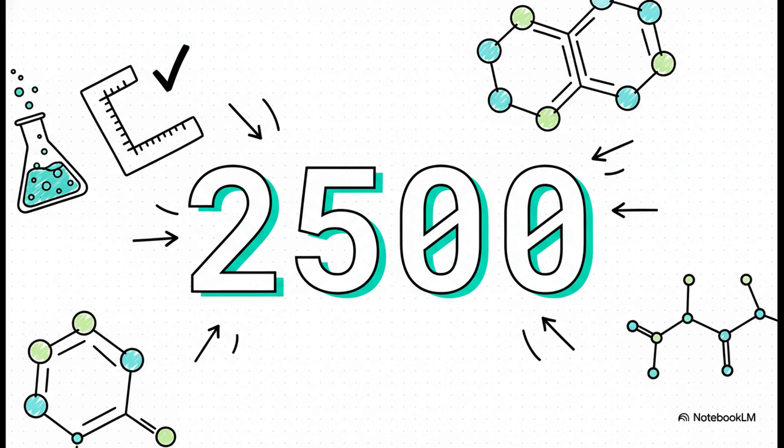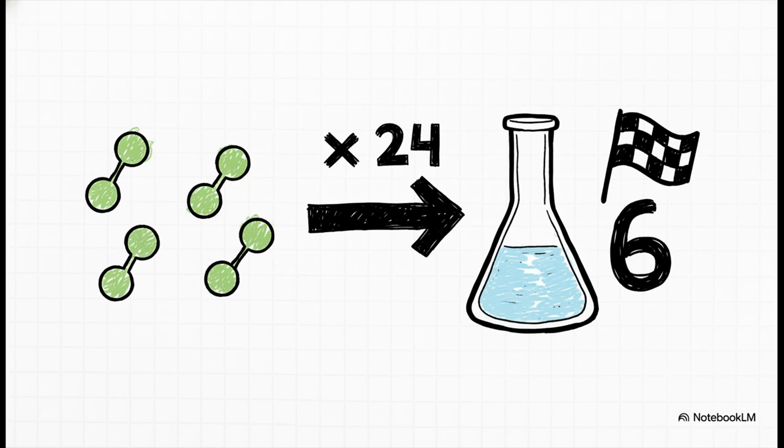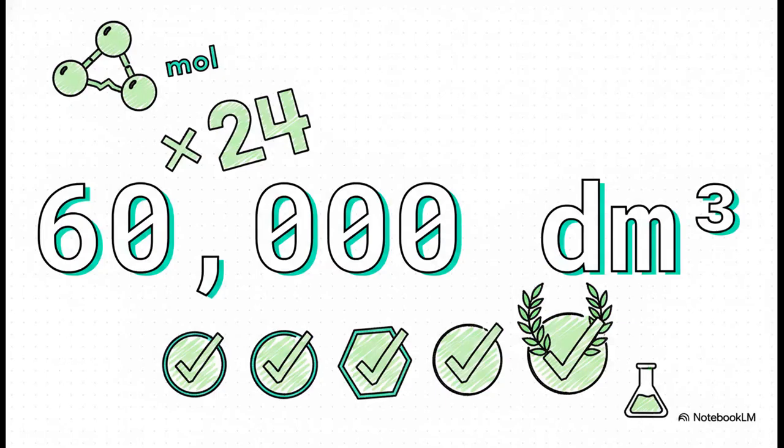What a great deal. We are on the home stretch now, the final step. We just need to turn the moles of chlorine gas we just found into a volume. The question tells us that 1 mole of any gas takes up 24 decimeters cubed. So the formula is just volume equals moles times 24. We take our 2,500 moles of chlorine, we multiply it by 24, and the answer is 60,000 decimeters cubed. And that's it. That's the final answer, and that secures you the 6th and final mark. We did it! 6 steps, 6 marks. Nailed it! Phew!